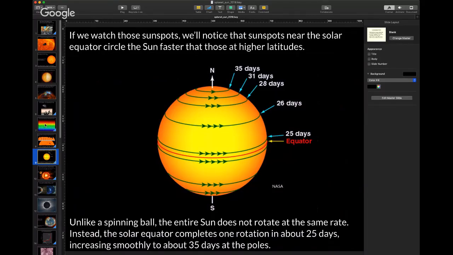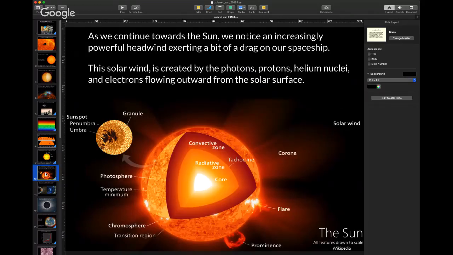They're kind of like clocks, if you like, for us. They're markers on the surface as it rotates around. Whereas by the time you get up to the poles, it takes about 35 days to rotate around. So we have a difference of about 10 days in the rotation period in the surface of the sun from the equator up to the poles. So we have a differentially rotating ball of gas.